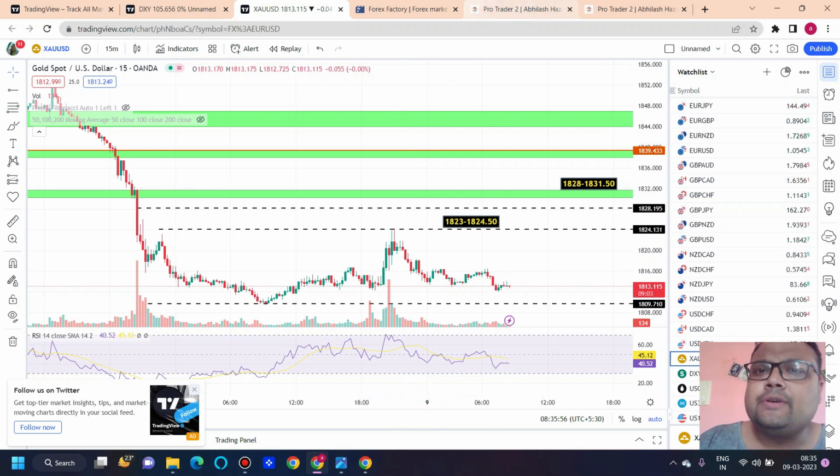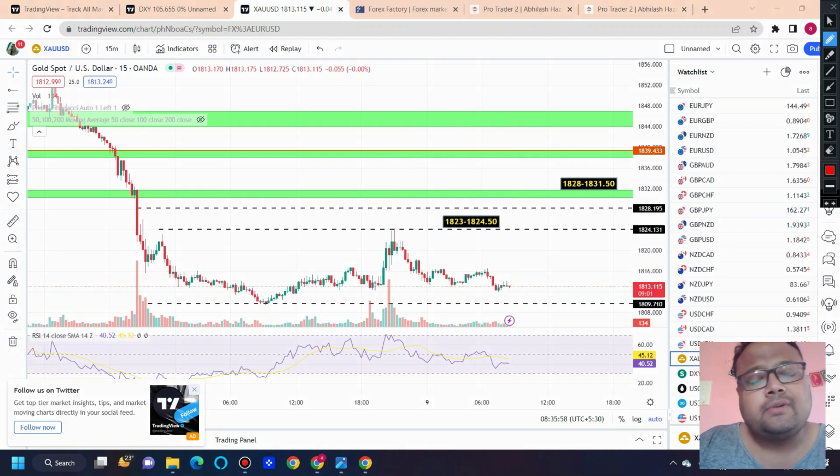But yes, still you can expect a bounce of 30-35 pips if you see the market showing a hammer pattern, price rejection from below, and something like that. Price rejection on any time frame is important.